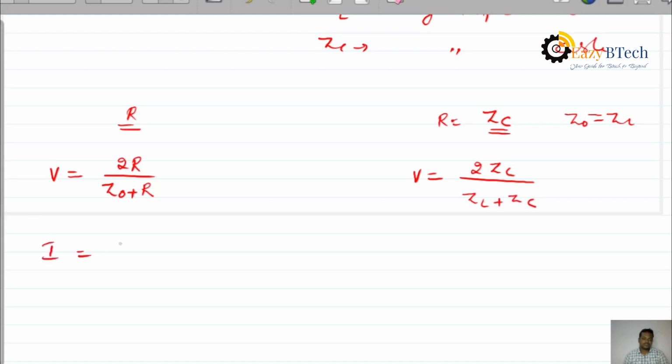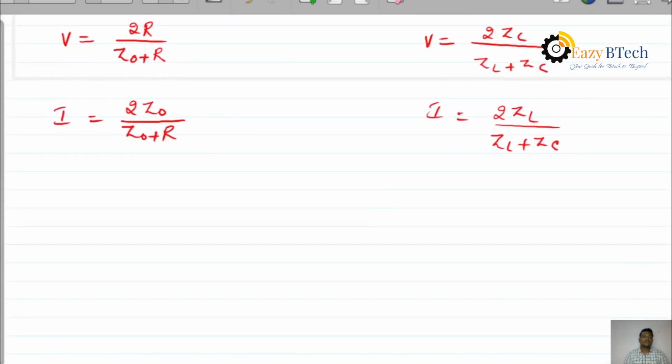Transmitted current equals 2 Z0 divided by Z0 plus R for a resistance case. For the underground cable, the current I equals 2 into ZL divided by ZL plus ZC.